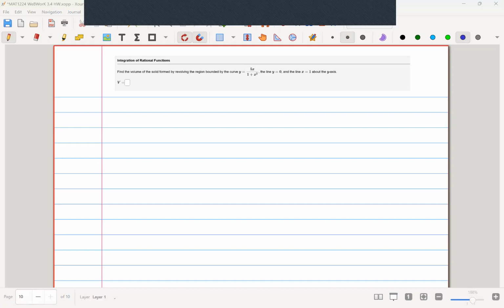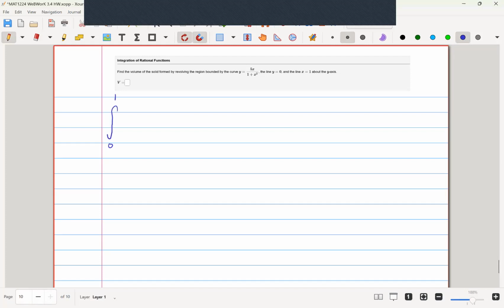All right, this is question 10, last question of WeBWorK 3.4. And we're finding the volume of the solid revolving the region bounded by the curve y equals 5x over 1 plus x squared. And we'll use the shell method, volume of solid region. So we set it up as such.